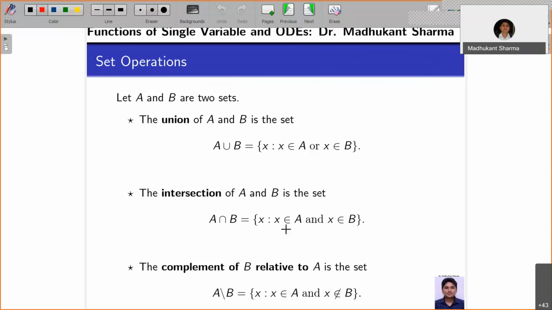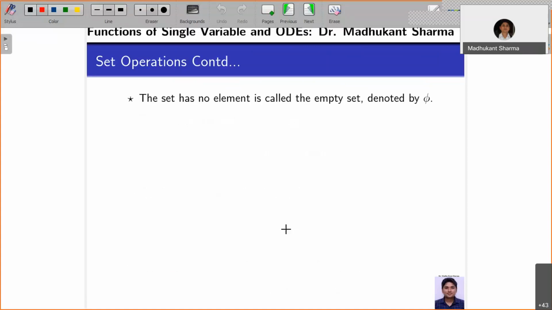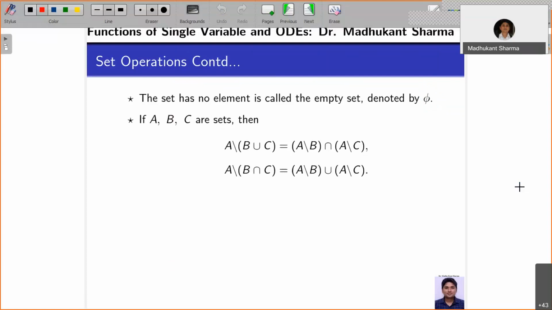Now we have this convention, phi, the notation you can say. The notation phi is the notation for the empty set, meaning a set which does not have any element. So this empty set is always a subset of every set. That is the phi convention.